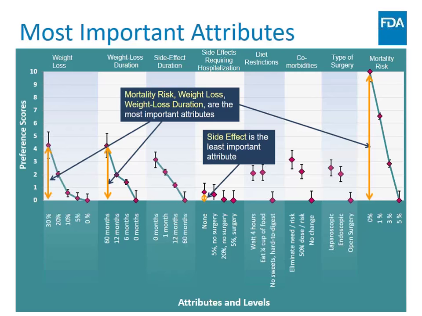And the mild to moderate side effect is the least important attribute, which is also consistent with our pretest exercise when we were testing out the instrument, meaning that patients, when they are receiving medical devices, already expected there would be some minor side effects they would need to endure in order to achieve weight loss.